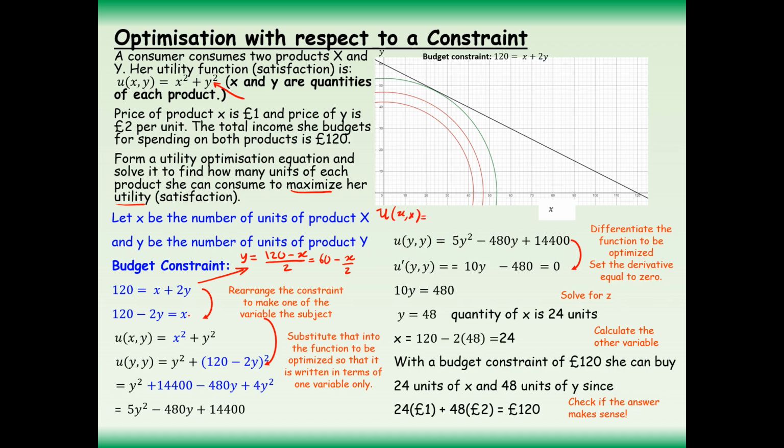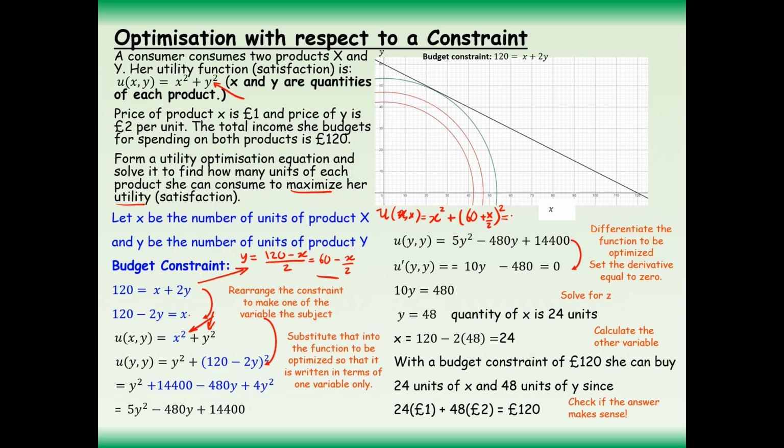That means that where I have the y square, I would have got rid of the y. I would have left x alone, and instead of y, I would have written 60 minus x over 2 and squared this. Now I didn't want to use fractions, but you can go ahead and expand that if you wish.